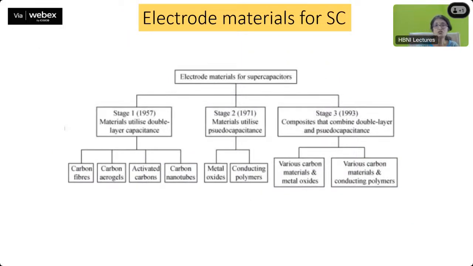So if you look into the history of electrode materials for supercapacitors, stage 1 was in 1957, when it started, you had carbon fibers, carbon aerogels, activated carbons, and carbon nanotubes.